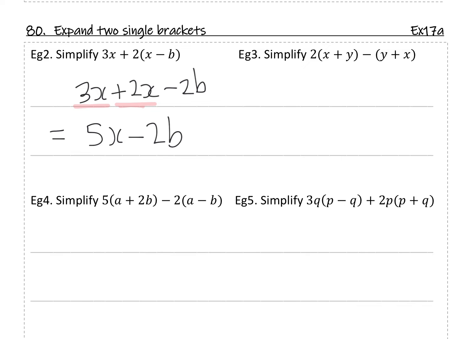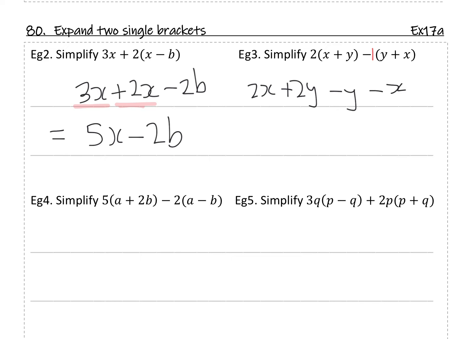Example 3. To simplify this one, we will expand the brackets. When we expand this bracket, the number in here should be 1. So if we expand 2 times x, we get 2x. Then 2 times y is 2y. Then minus 1 times y is minus y. And minus 1 times x is minus x.